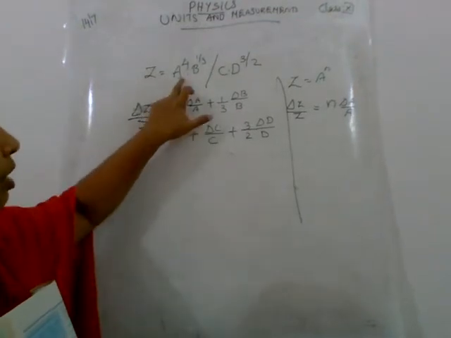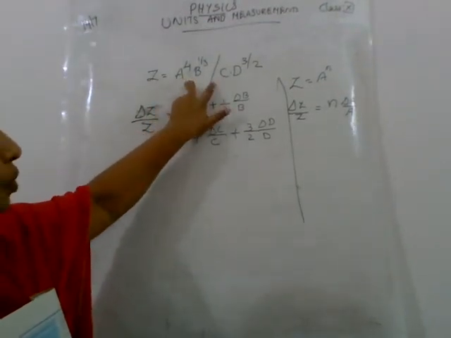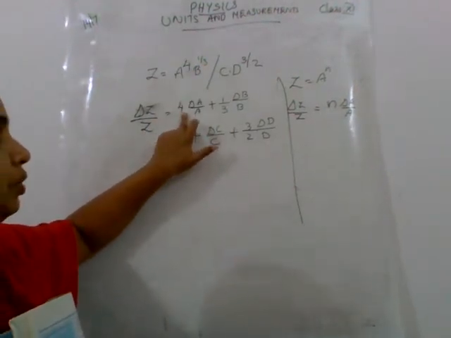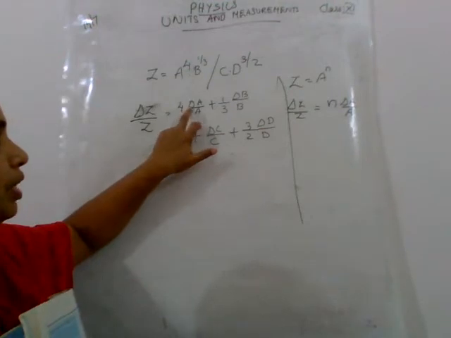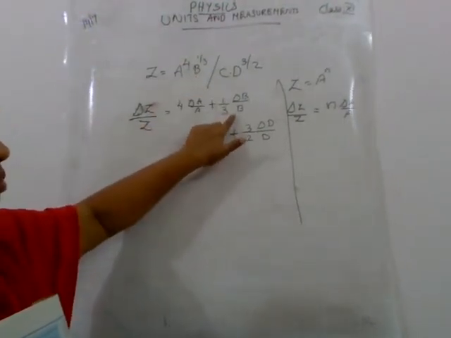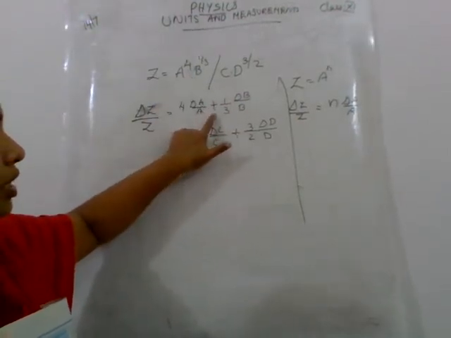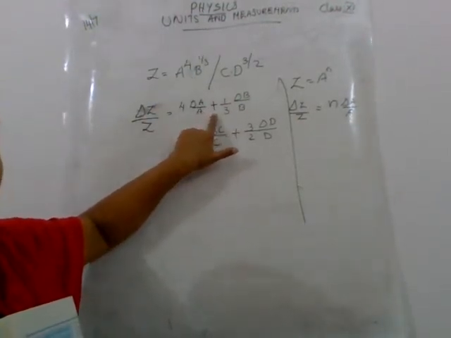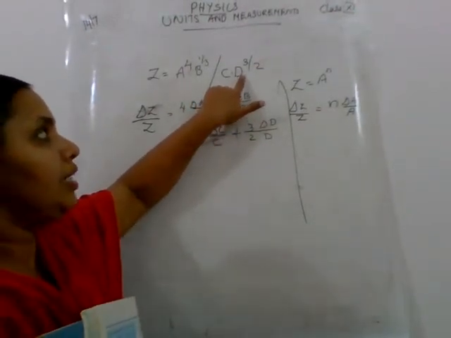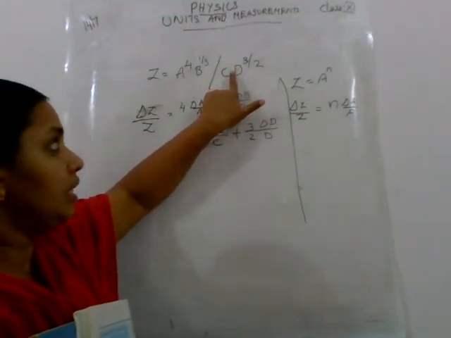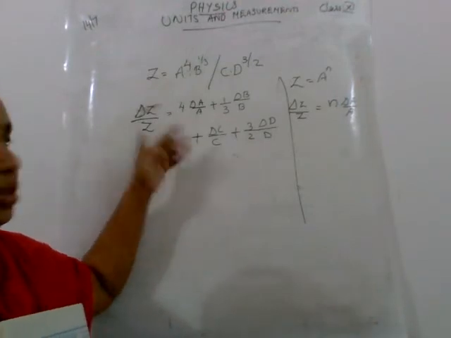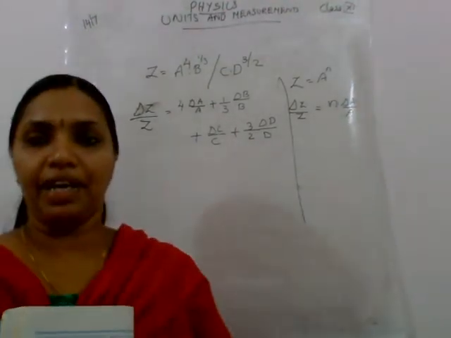Understood? So here all the combinations are coming: product, quotient, power. Everything is there. In the case of power, it is n into delta A by A, so 4 into delta A by A. And here it is 1 by 3 delta B by B. This is the product, so it is the sum of the relative errors. And here C, it is delta C by C, and here 3 by 2 delta D by D. It is a product, so sum, and the quotient is also the sum. So the value comes, you can substitute and find out.